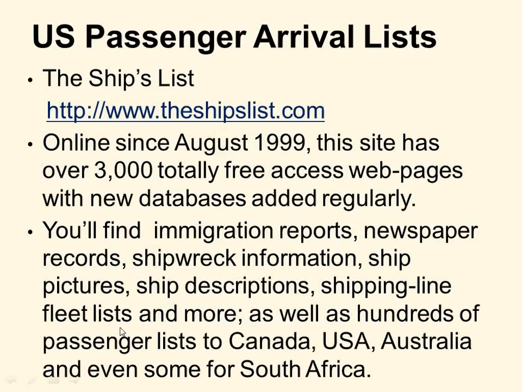Also, the Ships List. It's free, and it's been online since 1999. There are some other things like immigration reports, some newspaper records, records on shipwrecks, pictures, descriptions, and other information. So you want to take a look at the Ships List as well.